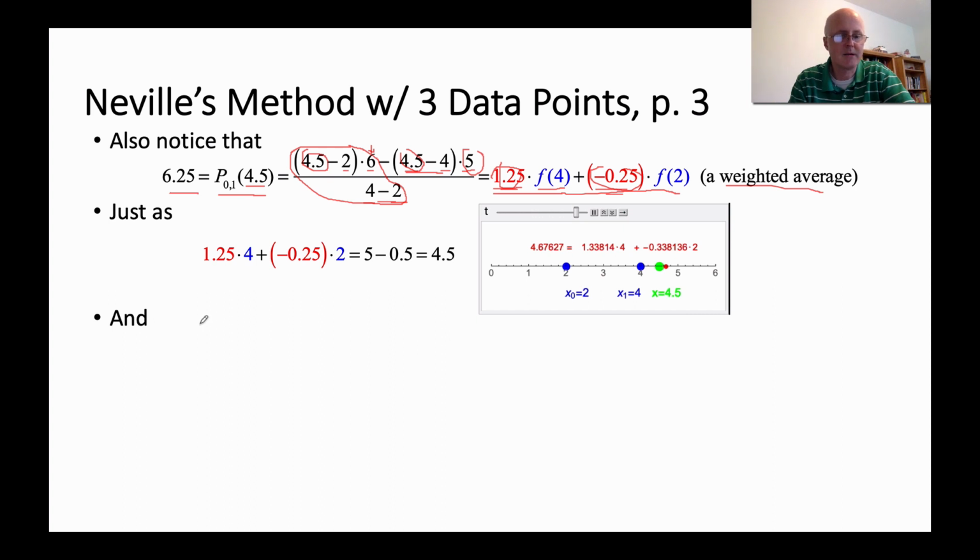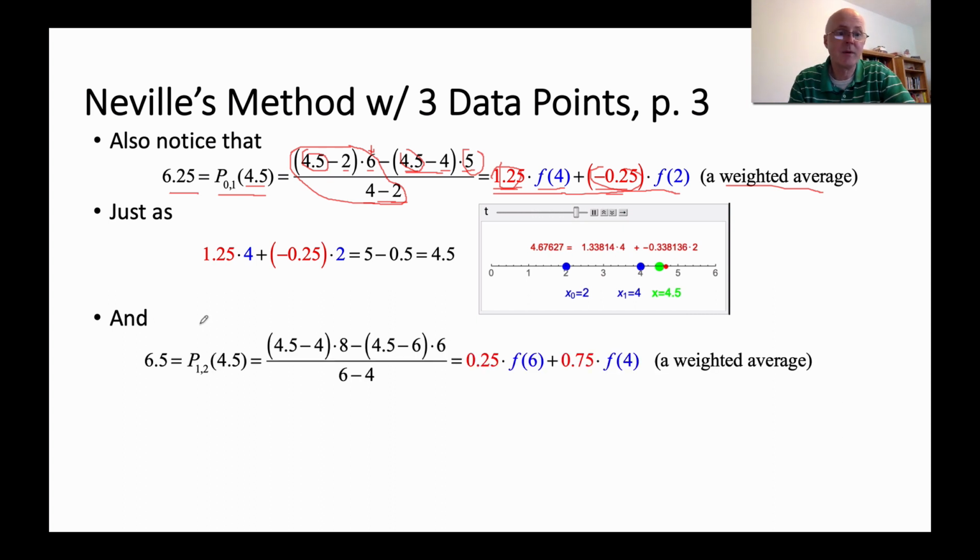Get my pen back here. Let's think about it with the other polynomial, the P12 of 4.5. Its output at 4.5 is 6.5. Once again, you can plug in x equals 4.5 into that equation from the previous slide and rewrite this expression as a weighted average. Again, what makes it a weighted average of these two numbers, f of 6 and f of 4, which are 8 and 6, is because these coefficients add up to 1.